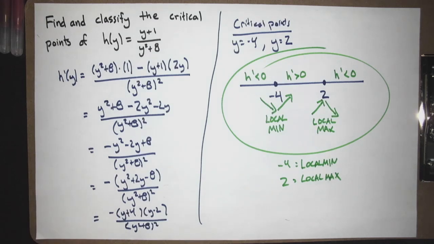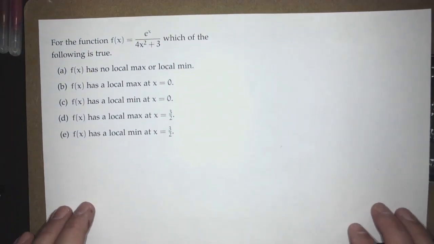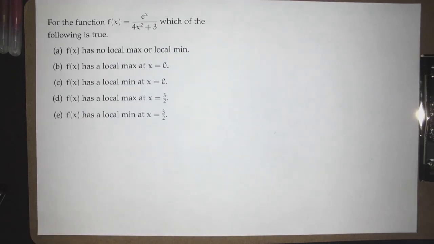So there's a few minutes left here. Here's another example. Here's a function, f of x equals e to the x over 4x squared plus 3. Which of the following is true? F of x has no local max or local min. F of x has a local max at x equals 0. F of x has a local min at x equals 0. F of x has a local max at x equals 3/2. Or f of x has a local min at x equals 3/2.